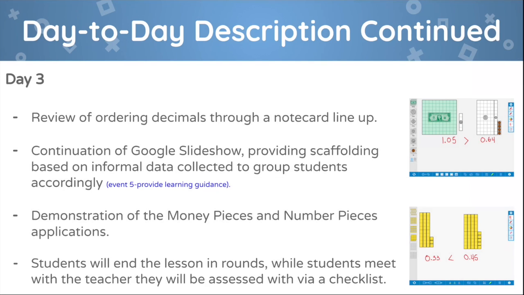On day 3, students will be given a note card with a decimal number on it, and the class will have to line up in order from the smallest decimal to the largest decimal. The teacher will continue to present the material via the Google slideshow, scaffolding the lesson based on informal data collected to group students accordingly. Event 5, provide learning guidance.